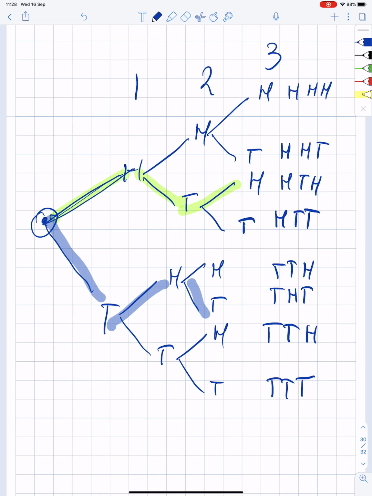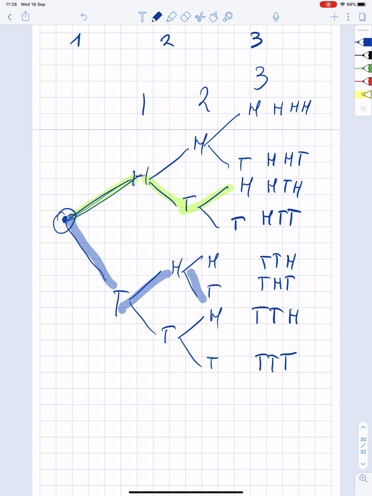How many possible outcomes are there in this experiment? I'm going to count the outcomes that I wrote out. 1, 2, 3, 4, 5, 6, 7, 8. So 8 possible outcomes.